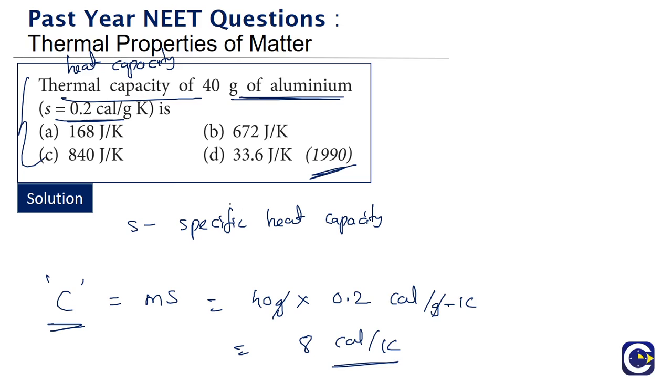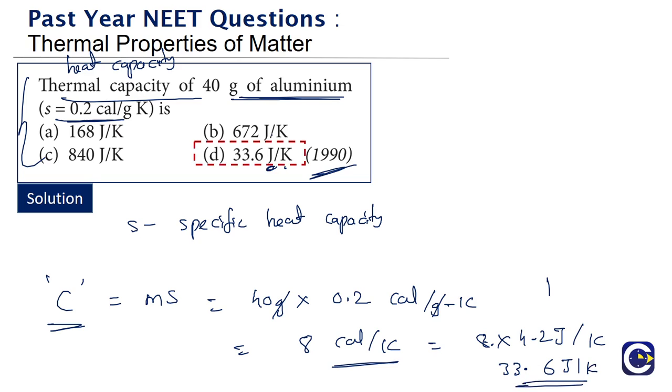But if you look at these options, they are not giving it in terms of calorie per Kelvin, but rather in terms of joule per Kelvin. So what will we do? We'll just use the conversion factor, right? 1 calorie is equal to what? 4.2 joules. Now look at it, 8 2s are 16, 8 4s are 32, means 33.6 joule per Kelvin. So where is our option? It is option D.